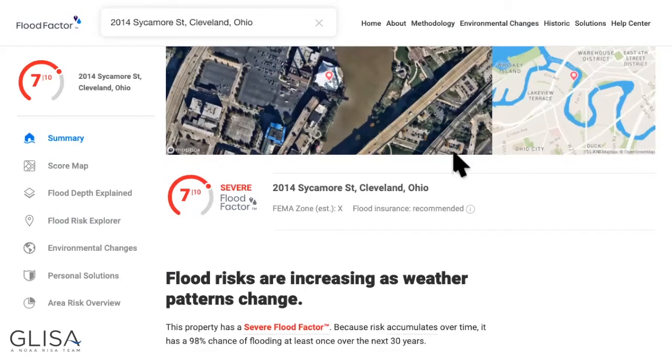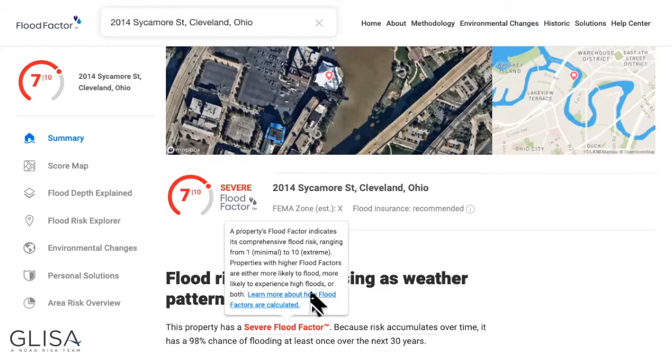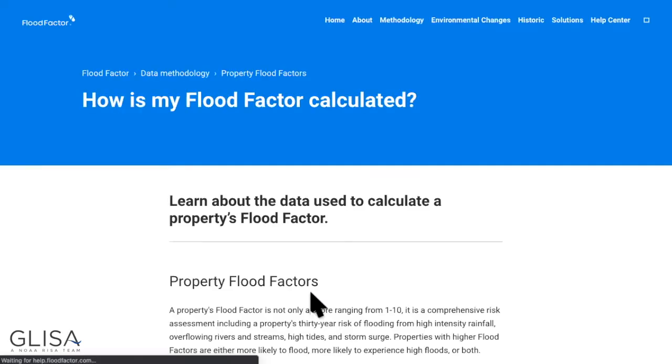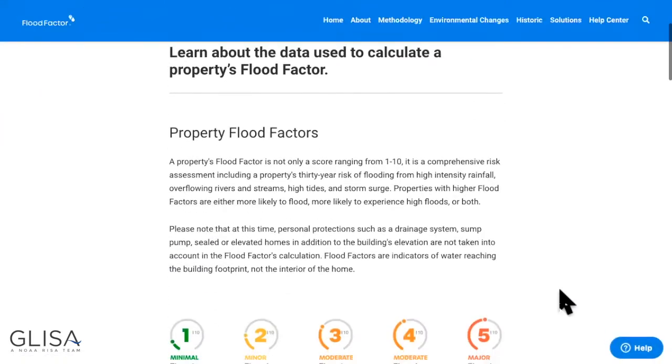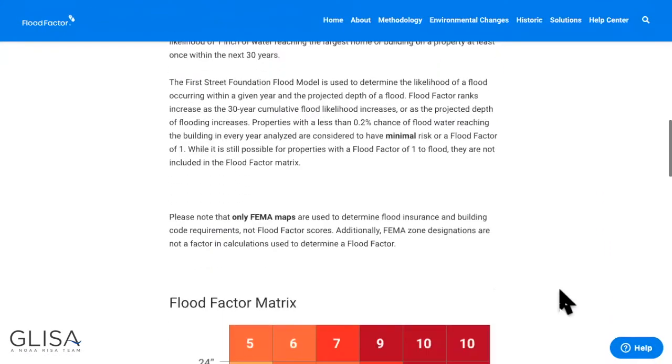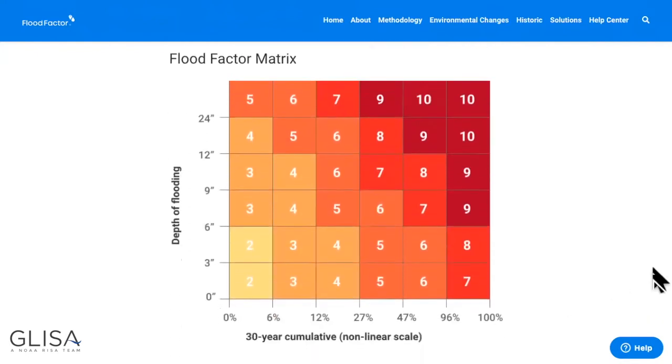To understand the flood factor score, it is important to look at the variables that go into its calculation. This is the flood factor matrix. The overall score given to a property is dependent on the likelihood of flooding in a 30-year period and the depth of that flooding. Therefore, properties with higher probabilities of flooding, higher flood depths, or both will be assigned a higher flood factor score.